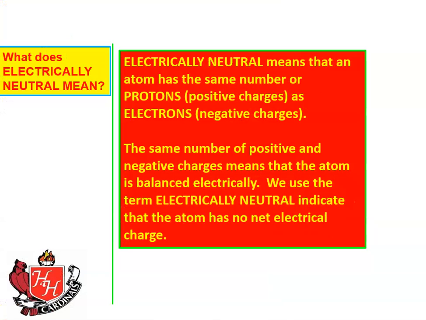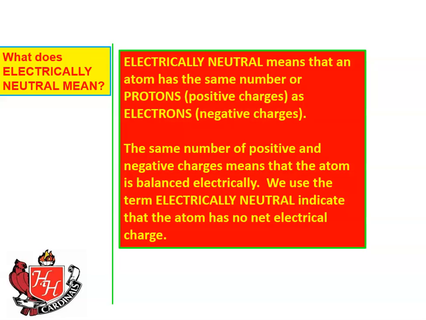Okay, so what does electrically neutral mean? Electrically neutral means that an atom has the same number of protons, positive charges, as electrons, negative charges. Okay, so the same number of positive and negative charges means that the atom is balanced electrically. For every positive charge, we have a negative charge that it's attracted to. We use the term electrically neutral to indicate that an atom has no net electrical charge.